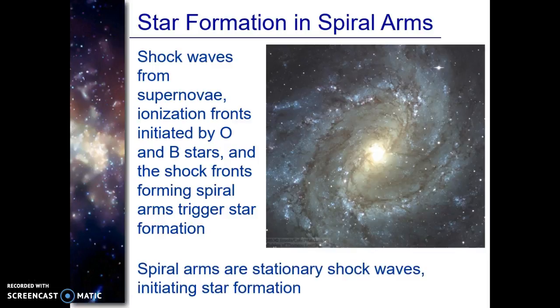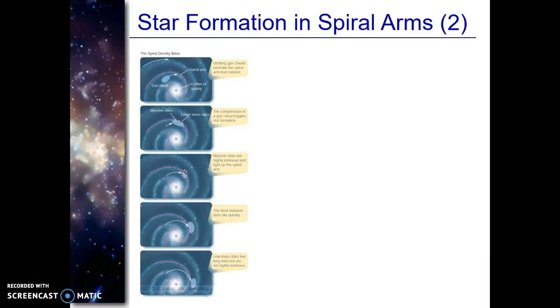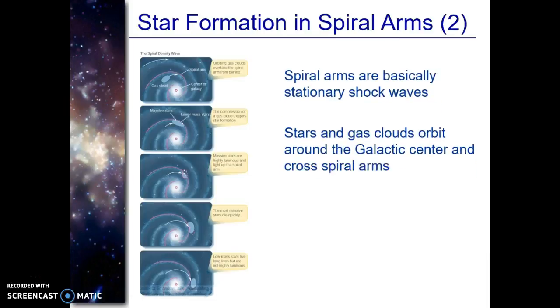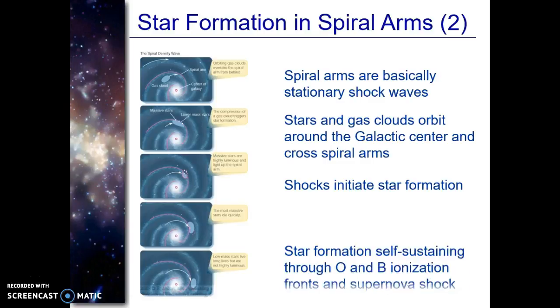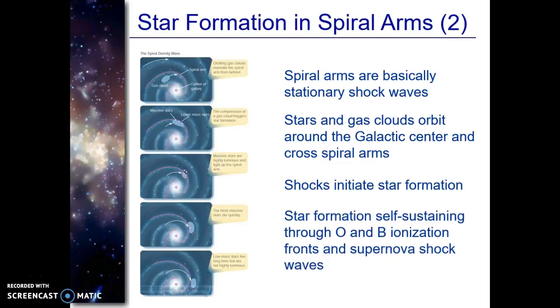Spiral arms will be stationary shock waves. As the spiral arms are moving, that creates those shock waves, which start the star formation that we learned about in those last couple chapters. So how does this happen? Well, spiral arms are basically stationary shock waves. The stars and the gas clouds orbit around the galactic center and they cross the spiral arms. As they cross the spiral arms, it initiates that star formation. And the star formation is self-sustaining through O and B ionization fronts and supernova shock waves.